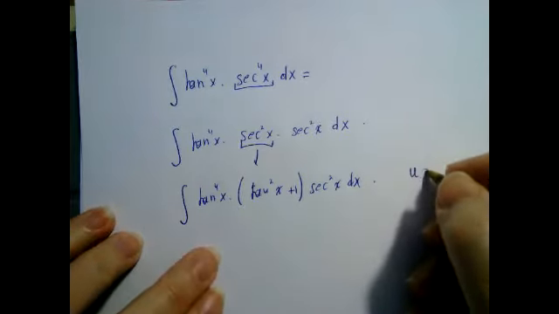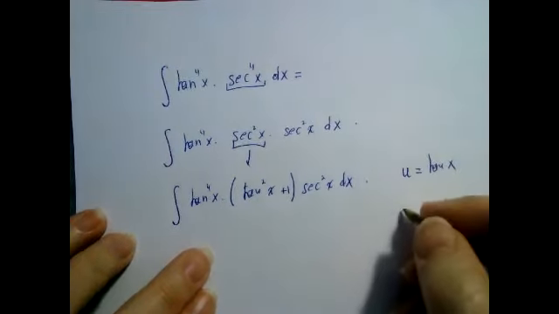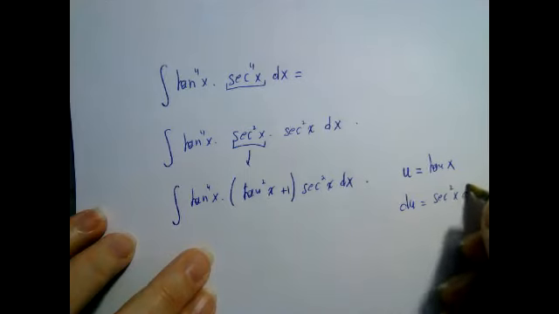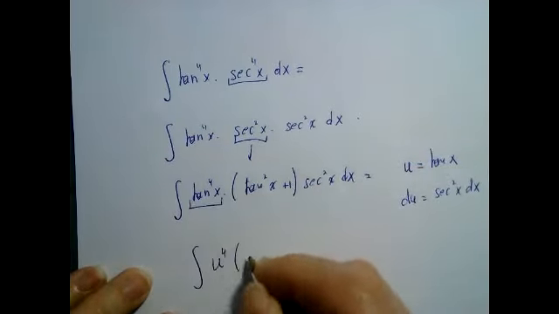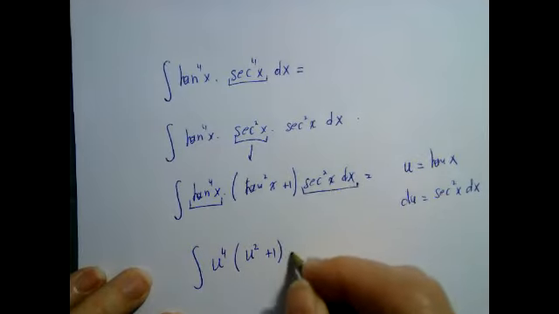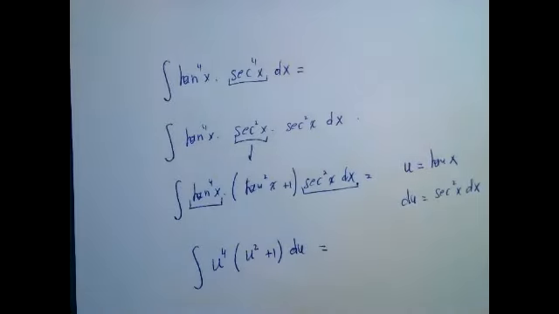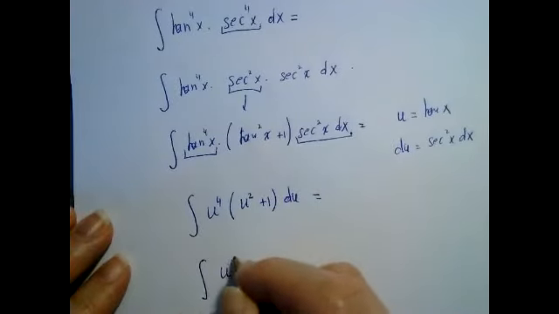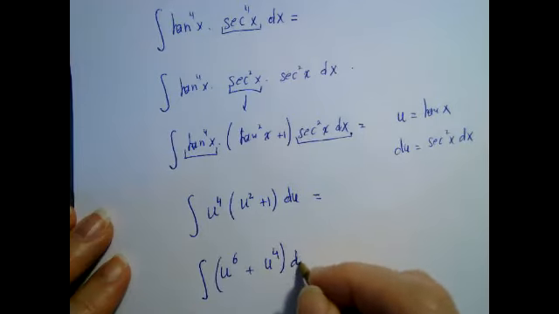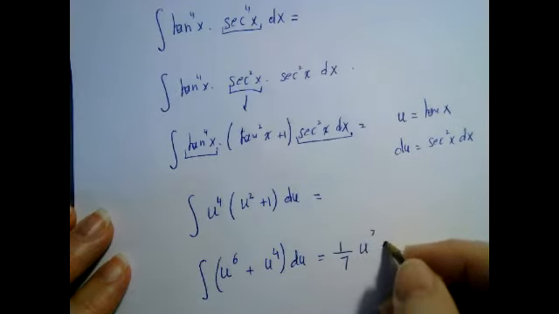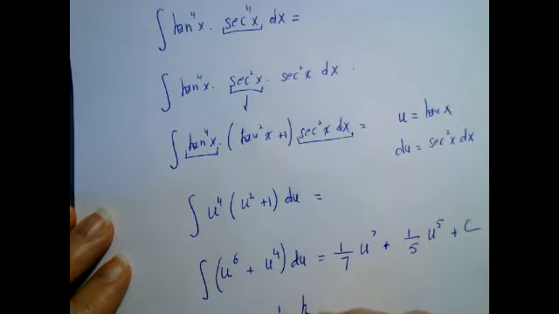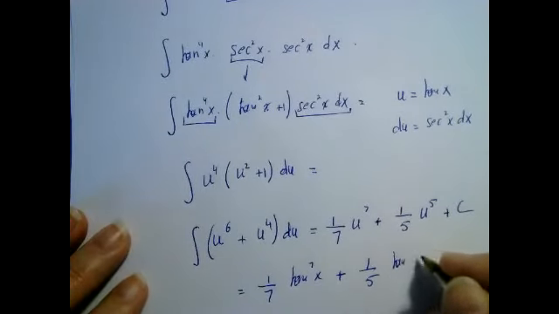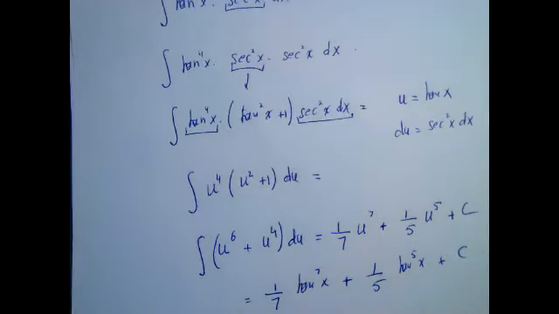So here we're going to set u to be the tangent of x, and my du equal the secant square of x dx. Now everything will be in terms of u in an easy way. That's u to the power 4 times u squared plus 1, and this term now gets swallowed up by the du. This is going to be equal to, now that's easy, u to the 6 plus u to the 4 du. 1 over 7 u to the power 7 plus 1 over 5 u to the power 5 plus c, giving me 1 over 7 tangent x to the power 7 plus 1 over 5 tangent x to the power 5 plus c.